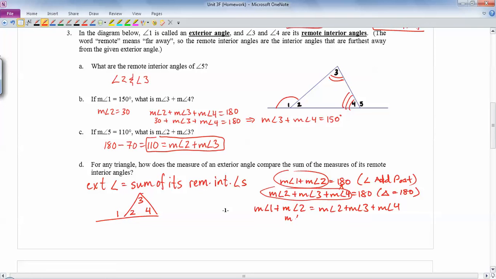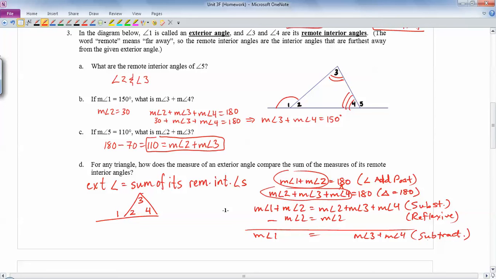And then you might notice, well, there's a 2 here and a 2 there. So, oh, this is substitution. And then anytime anything equals itself, it's reflexive. And then if I subtract, I've got m1 equals m3 plus m4. So that would be subtraction.